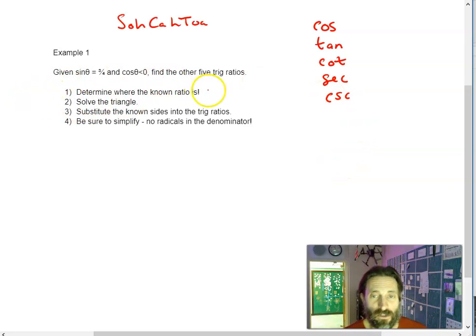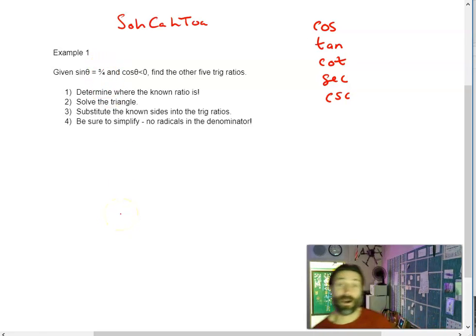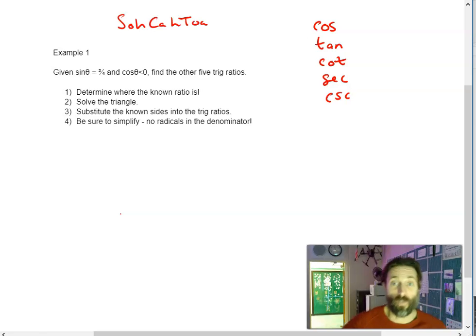There's actually several ways to do this problem. You can use trig identities like sine squared plus cosine squared equals 1. You can plug in 3/4 for the sine and square it, and then subtract that from 1 to figure out what cosine squared is, and then take the square root. But probably the easiest way to do this is using the unit circle.